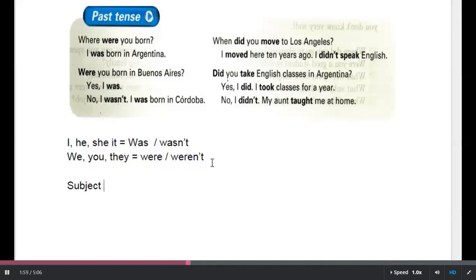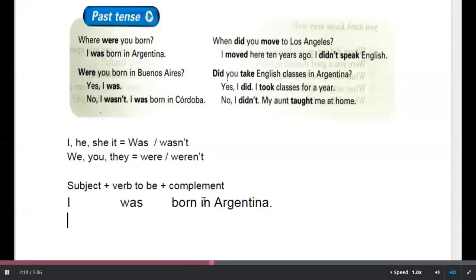So let me quickly explain what the structure looks like. In order to do that, we're going to have a subject plus the verb to be in the past, and then we're going to have some sort of complement. So the example is, I was born in Argentina. And then I also want to give a negative statement. So I want to say I wasn't born in China. This is the first example that I gave you at the beginning.